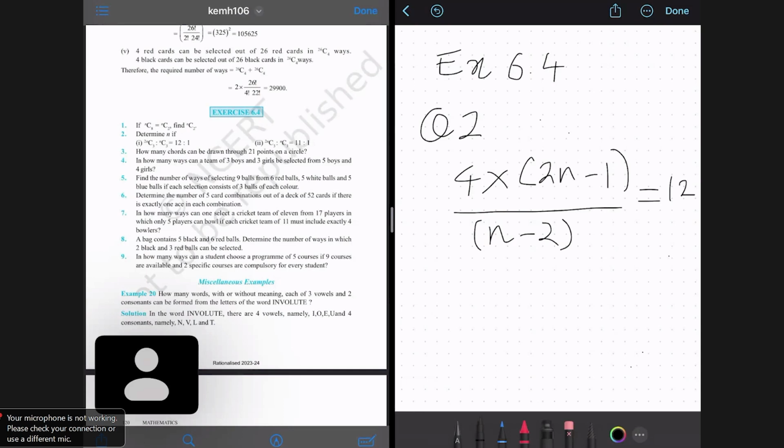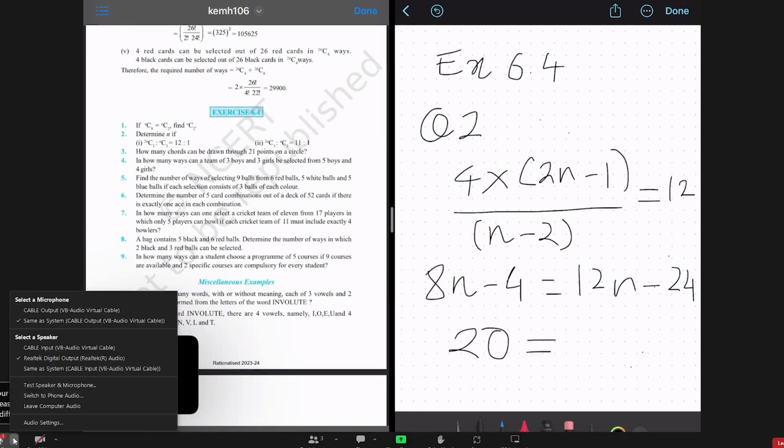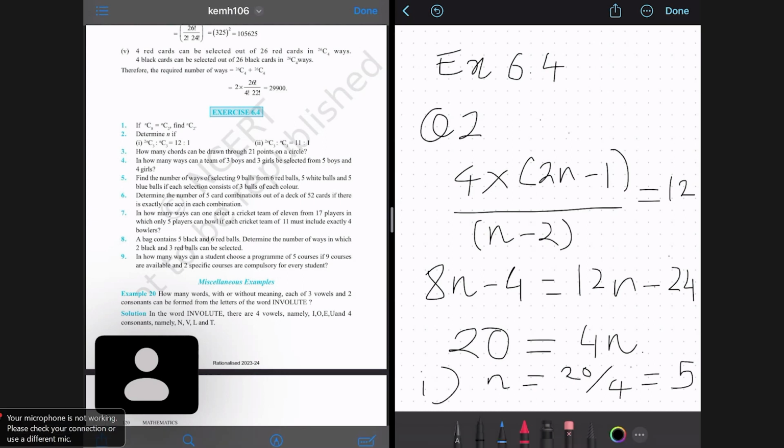After doing that, I'm going to cross multiply the denominator. I'm going to take it to the other side and let's see what I'm left with. So 4 into 2 is nothing but 8n minus 4 is equal to 12n minus 24. Correct. Taking 8n that side and minus 24 that side, what I'm left with is 20 equal to 4n. Correct. And then n is nothing but 20 divided by 4, which is nothing but 5. So this is the solution for part number A, n equal to 5.